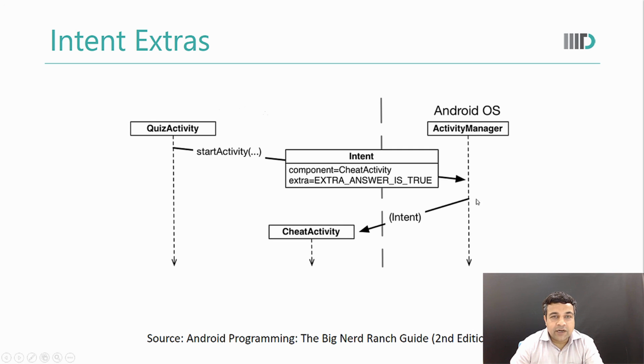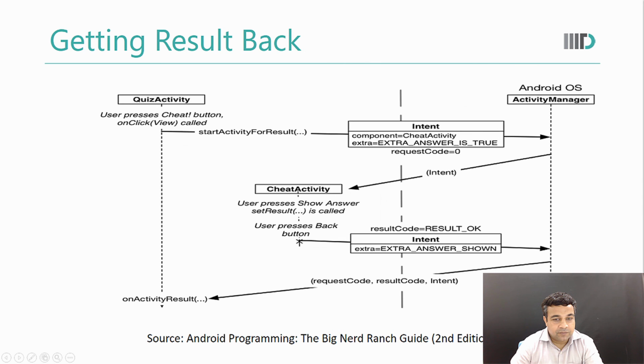Now, we also used intent extras for passing data from one activity to another activity. That is when we want to do beyond just starting another activity. As you saw, the extras were key value pairs, and we used them using methods called getExtra and putExtra. So yes, here is a good flowchart. Quiz activity starts activity for result, passes an intent with an extra to the Android OS activity manager, which uses the intent to start a new activity.